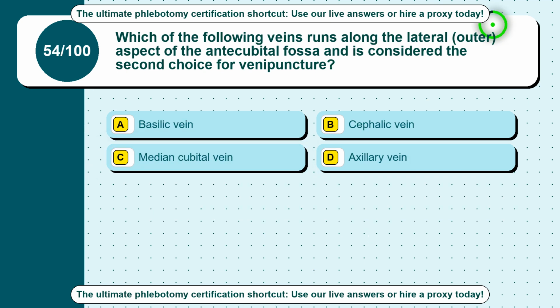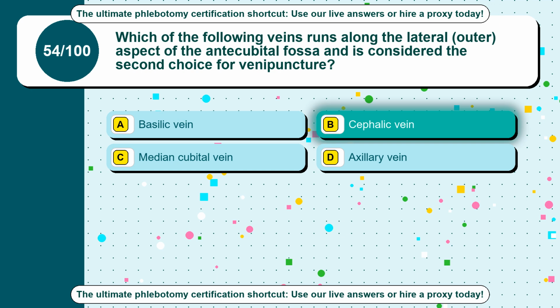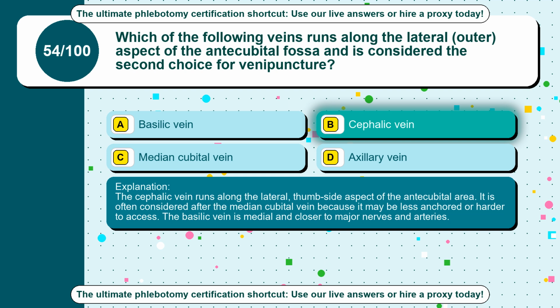Question 54. Which of the following veins runs along the lateral, outer, aspect of the antecubital fossa and is considered the second choice for venipuncture? Option A, basilic vein. Option B, cephalic vein. Option C, median cubital vein. Option D, axillary vein. The correct answer is option B, cephalic vein. The cephalic vein runs along the lateral, thumb side aspect of the antecubital area. It is often considered after the median cubital vein because it may be less anchored or harder to access. The basilic vein is medial and closer to major nerves and arteries.